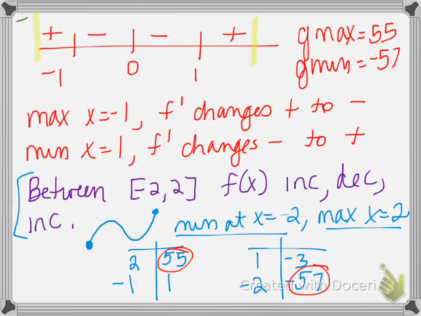So those two tables show me all the mins and maxes, all the possibilities of where the globals would be. And once I figure out which ones are which, I just look at them and I can pick out: these were maxes and these were mins. And then I look at those values to see which one is the biggest and the smallest.